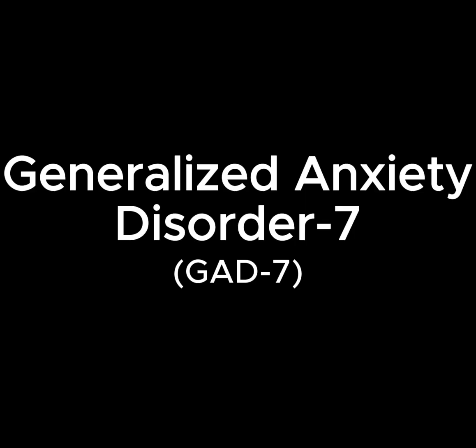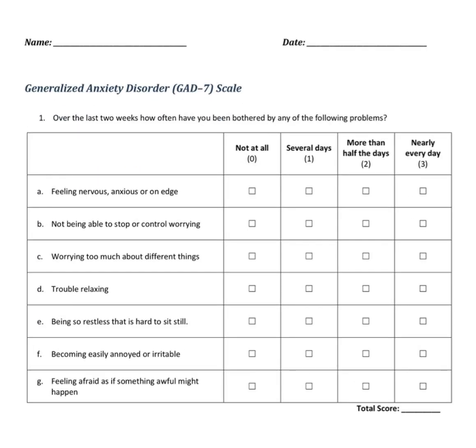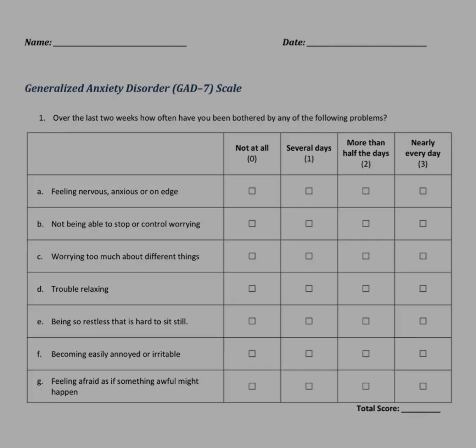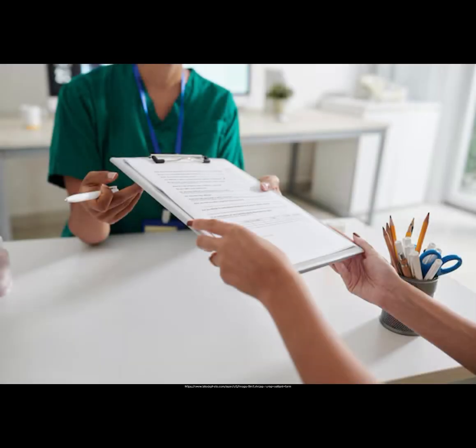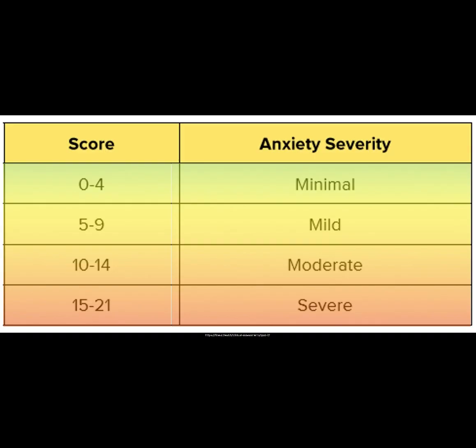The Generalized Anxiety Disorder 7, otherwise known as the GAD-7, includes 7 questions for people to self-report anxiety symptoms. If a clinician had concerns about symptoms of anxiety, they may invite a person to fill out this questionnaire. The GAD-7 total score ranges from 0 to 21. The higher the score, the worse the person's anxiety symptoms.